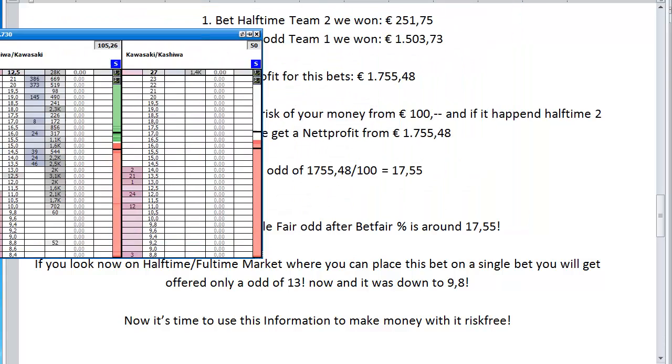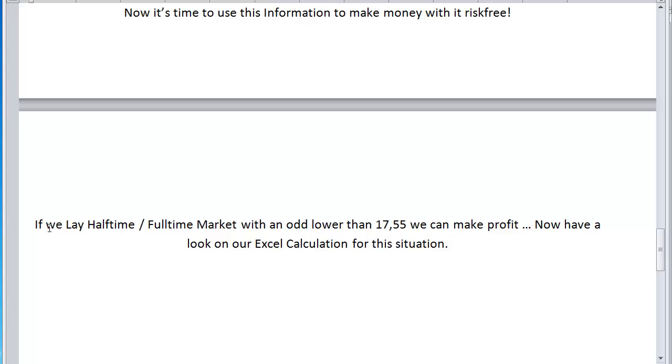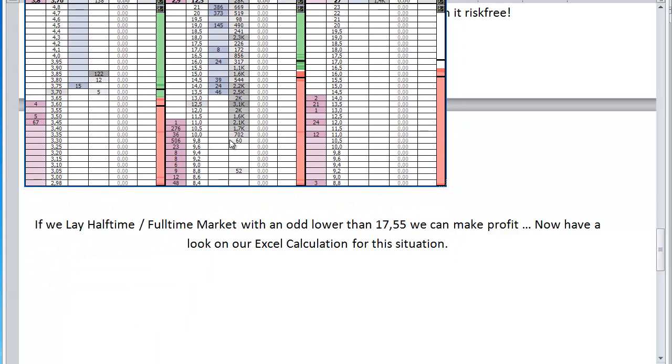Okay, and for this reason, if we lay halftime full-time market with an odd lower than 17.55, you can see here now we are lower, so we can try to take it with 11 or with 10.5. We can make profit risk-free. And for this I have prepared for you an Excel calculation.